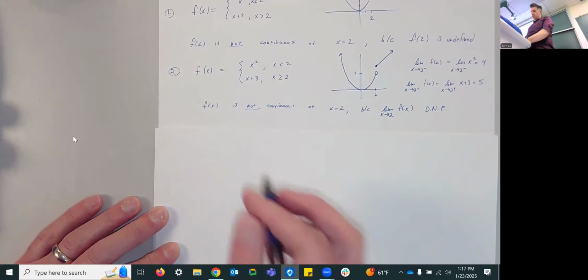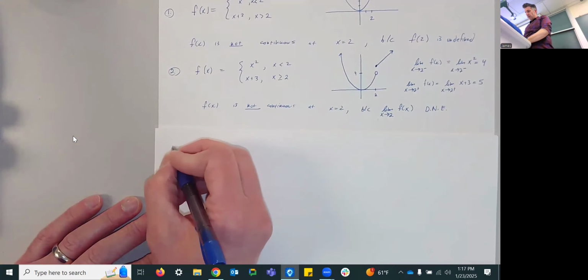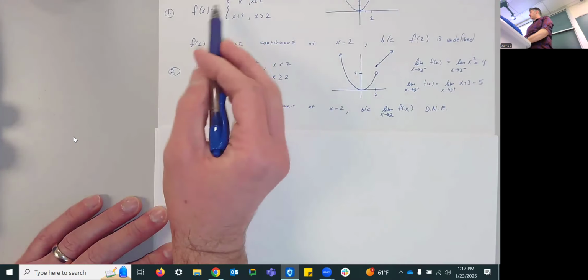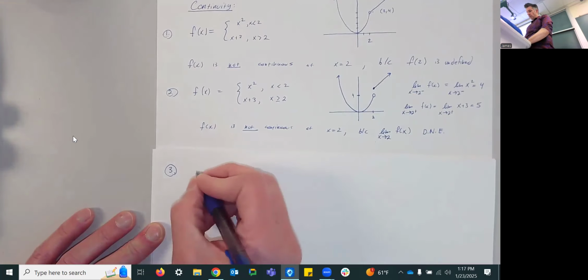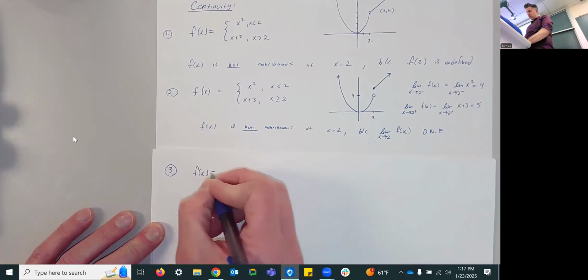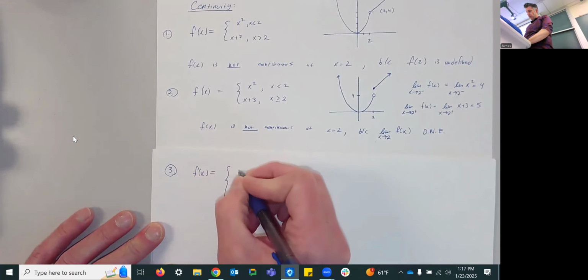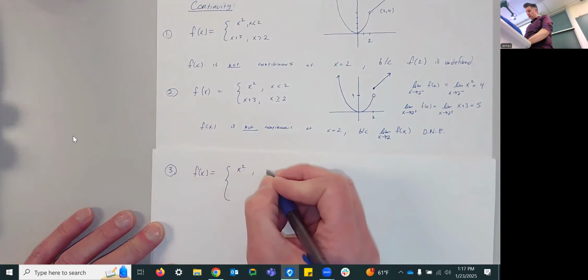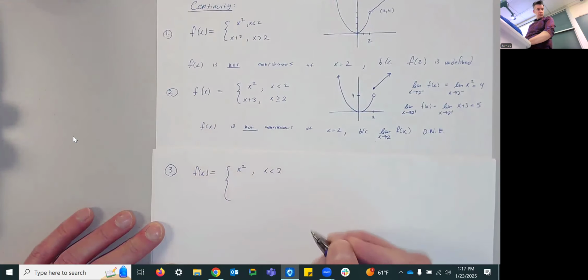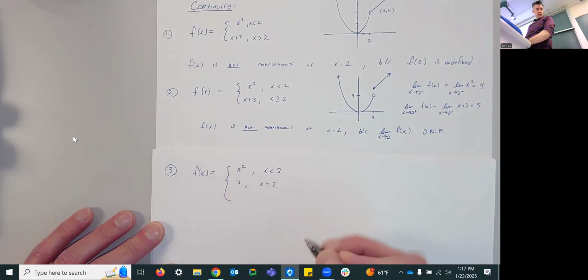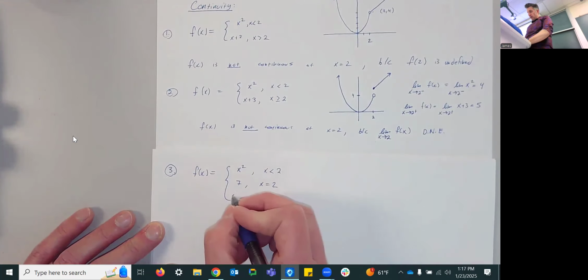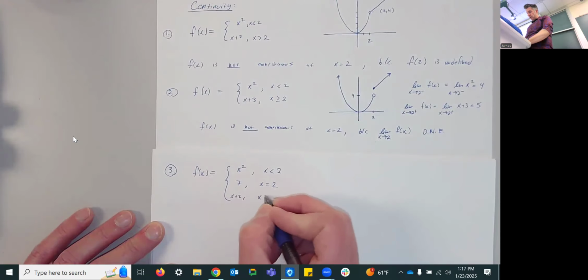So let's look at this third example where we're going to combine. Well, we're actually going to take this first example and just change it a little bit. So we're going to say that we now have f of x equal to x squared when x is less than 2, 7 when x is equal to 2, and x plus 2 when x is greater than 2.